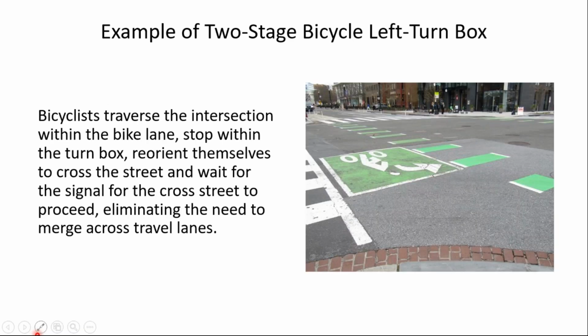So here's an example of a two-stage bicycle left turn box. You can see, so the bicyclists traverse the intersection within the bike lane. Here's the bike lane coming through. So this would be the bike lane. And then they stop within the turn box here and reorient themselves to cross the street. So these bicyclists will be making a left turn here. So they don't have to leave the bike lane to weave across traffic. They stop here, reorient themselves, and then wait for the signal for the cross street to be able to proceed.